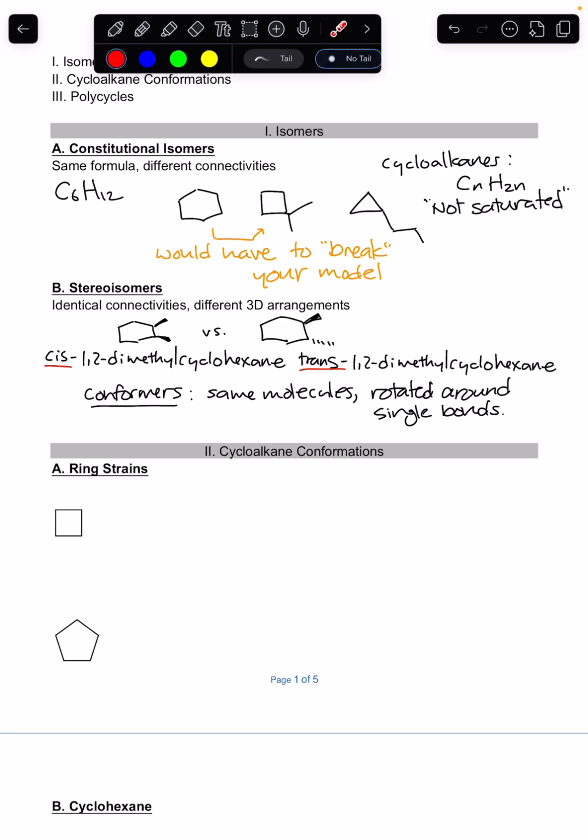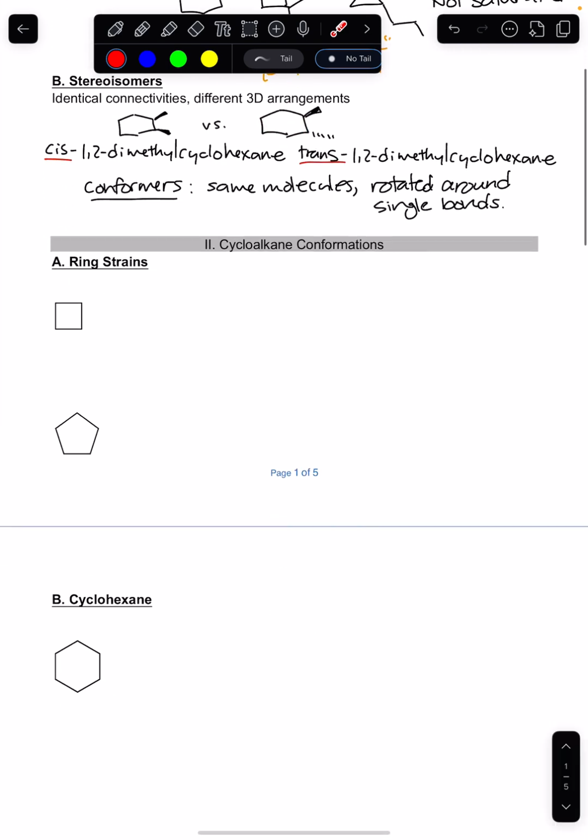But with stereoisomers, you do have to swap out two groups on a carbon and change the 3D positions to go from one isomer to the other. Okay, hopefully that makes sense as far as the distinction there. Now, let's actually start talking about the cycloalkanes.